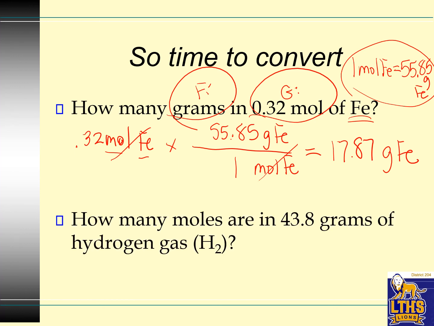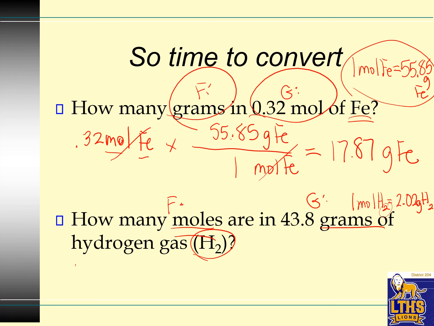Okay. This time I want to find moles, given grams, and it's hydrogen gas. So from the periodic table, I find out that 1 mole of H2 equals 2.02 grams of H2. Now, hydrogen is 1.01, but H2 means I have to multiply it by 2, so it's 2.02.